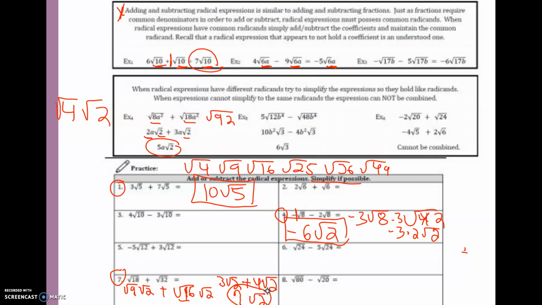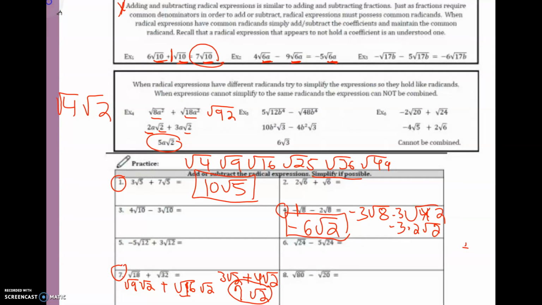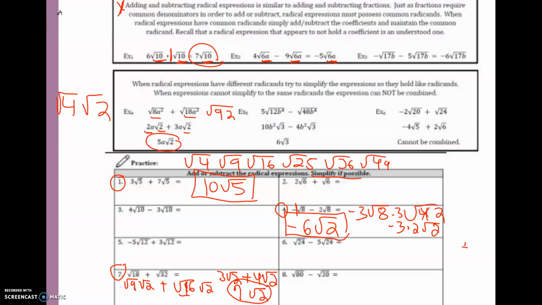Let's take a look at one more here, and we're going to do the next one right next to it. All right? Radical 80 minus radical 20. Again, let's break them down first. So we have 16 and 5 minus 4 and 5. You'll notice the 5's are in common, so let's take out the perfect square.